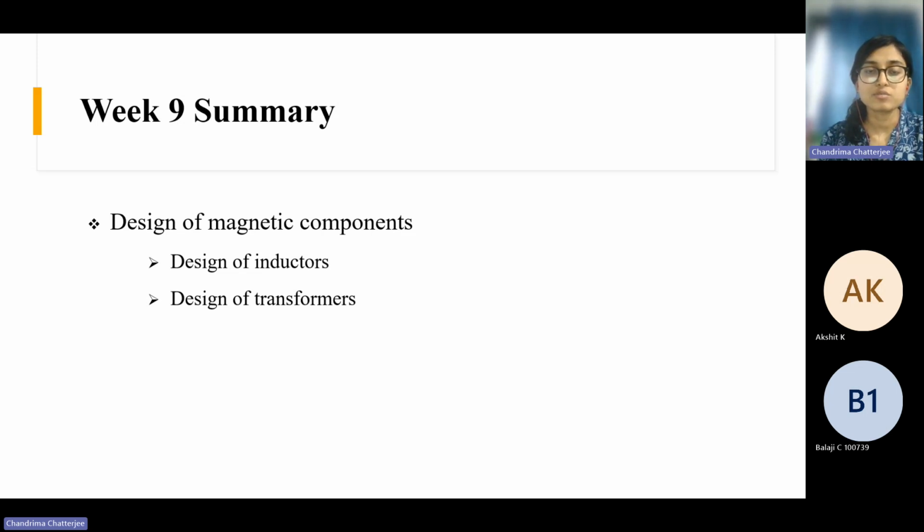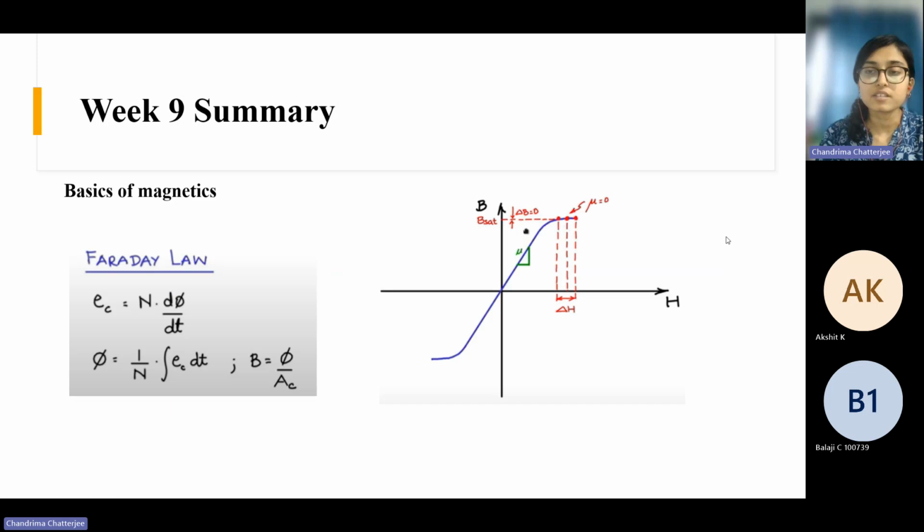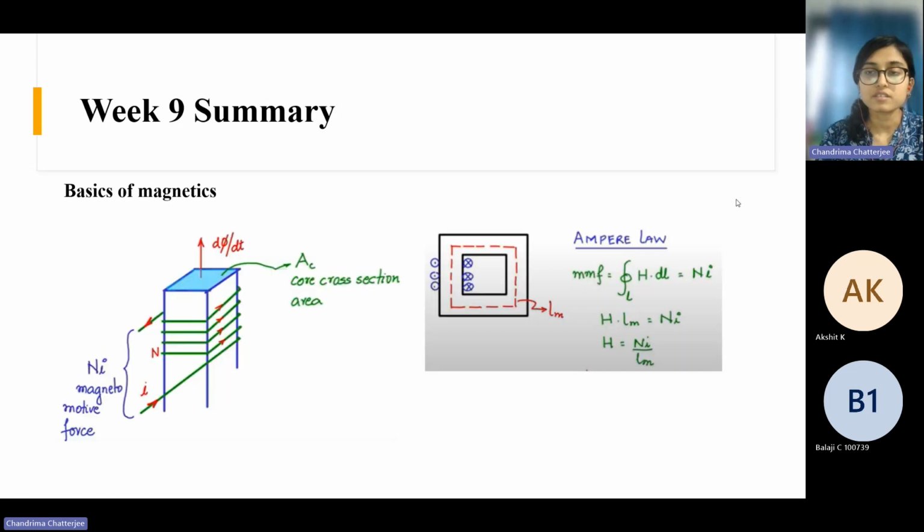So today we will discuss the procedure and the different steps to design an inductor and design a transformer. Okay, let's see. Before going to the design process, let's talk a bit about the basics of magnetics.